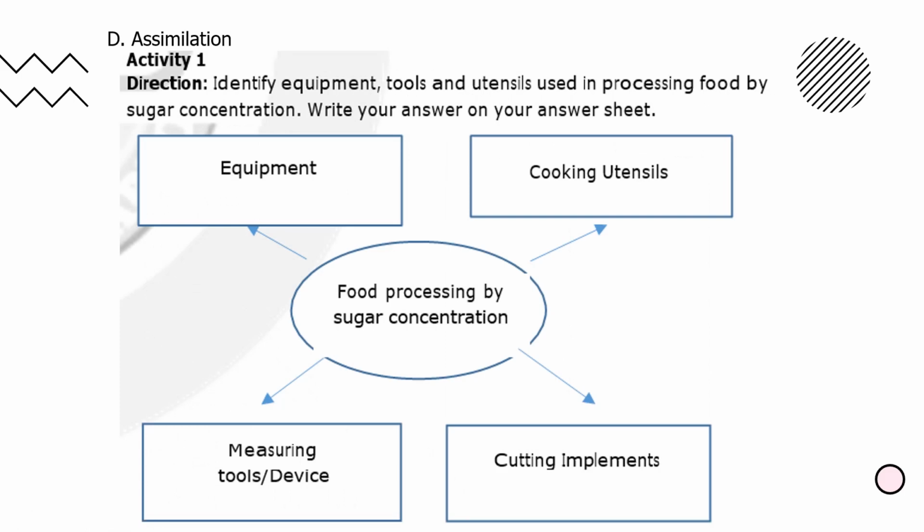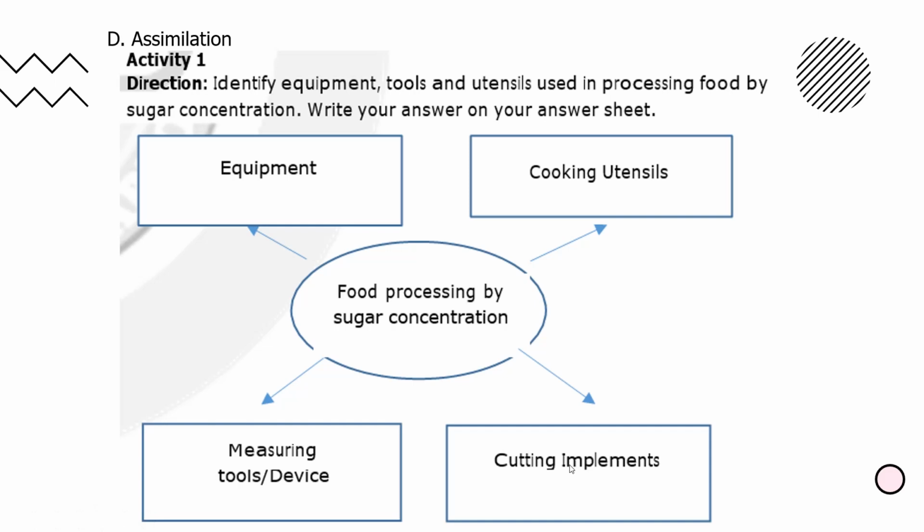And for the learning phase D, which is the assimilation, so our activity is identify equipment, tools, and utensils used in processing food by sugar concentration. Write your answer on your answer sheet. So, yung mga tools kanina, you are going to classify it whether it is an equipment, whether it is a cooking utensils, measuring tools or device, or cutting implements.